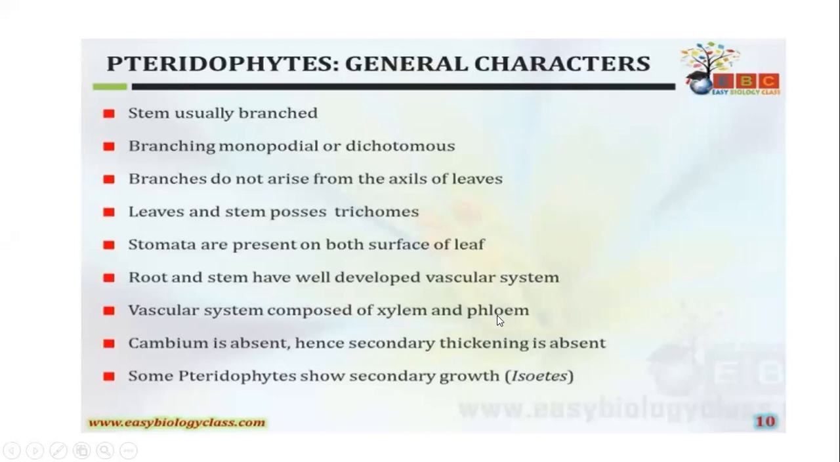Next, cambium is absent. So, though the vascular system is developed, there is no secondary growth development in most of the pteridophytes. But Isoetes, which is one of the pteridophytes, shows secondary growth development.